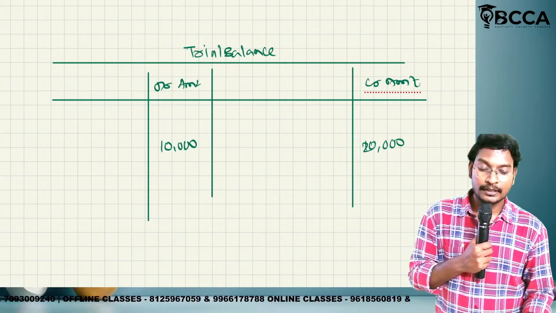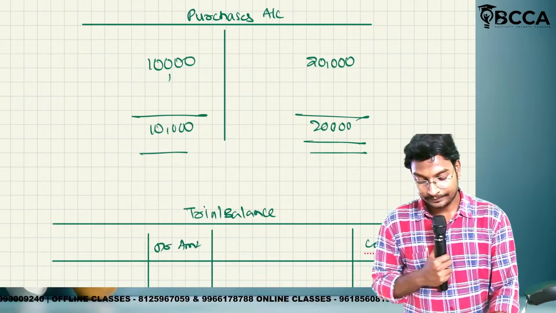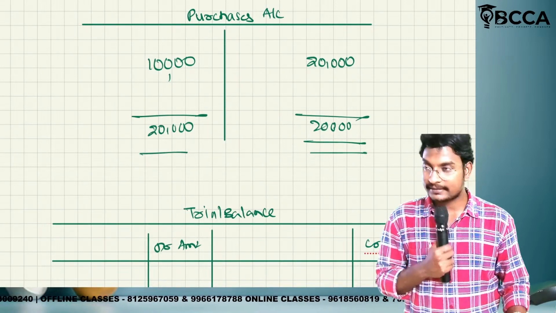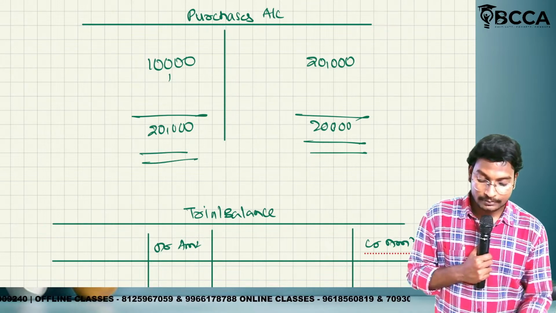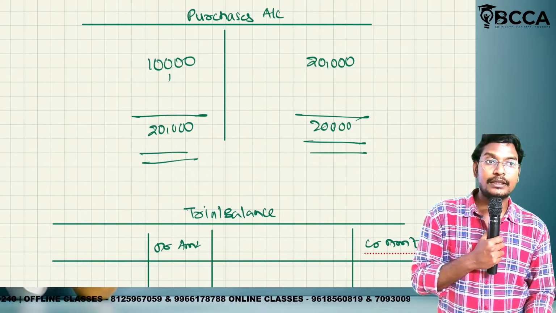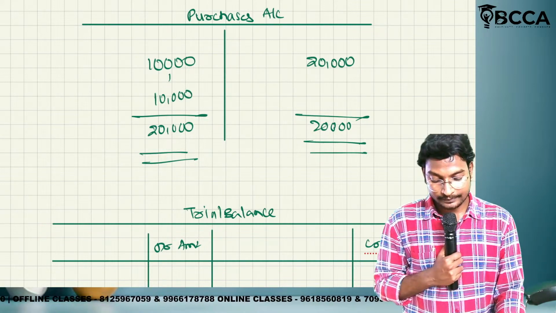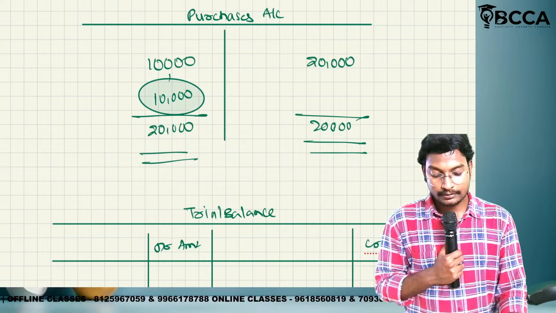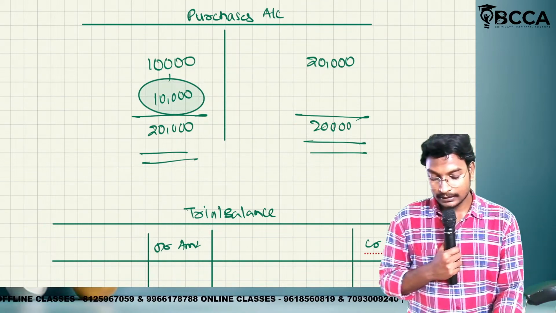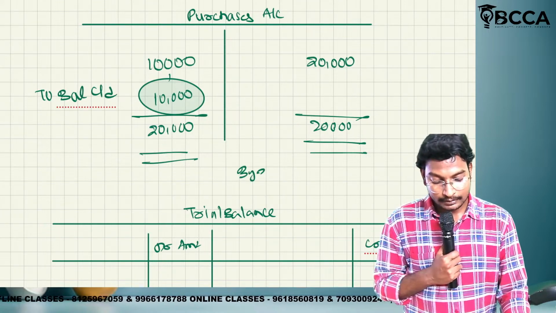What is the meaning of net approach, sir? Net approach means we will do the balancing. If you do the balancing, we will have to record the highest amount on the totals. Which amount? The highest amount. Next, what is the difference amount? 10,000. Should it be recorded on the lowest side or highest side? Lowest side. What is the lowest side? Debit side. So what balance will we get? Debit balance or credit balance? Credit balance. So balance carried down, balance brought down.